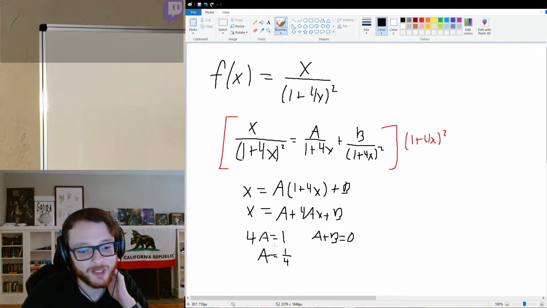So from this first, we're gonna get a equals 1/4. Plug it in over here. We get b equals minus a fourth.